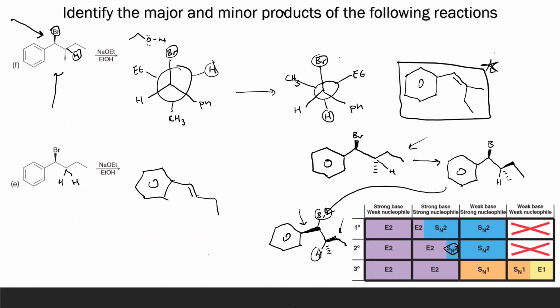And our major product is going to look something like this. You also could get some SN2 product, as with the previous question, and your minor elimination product is going to be something like that, cis configuration.